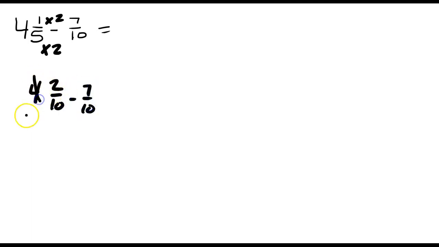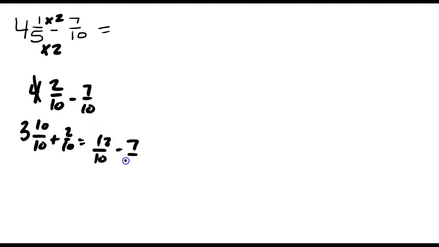I can't do that, so I'm going to take 1 from 4, make it a 3. 10 over 10 plus 2 over 10 equals 12 over 10 minus 7 over 10. 7, 8, 9, 10, 11, 12 equals 5 over 10. So I have 3 5/10.